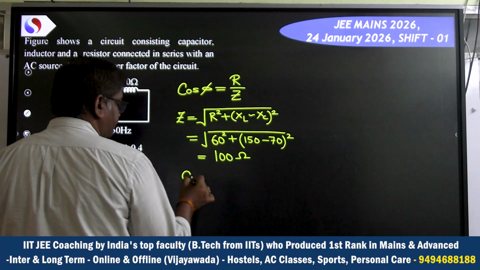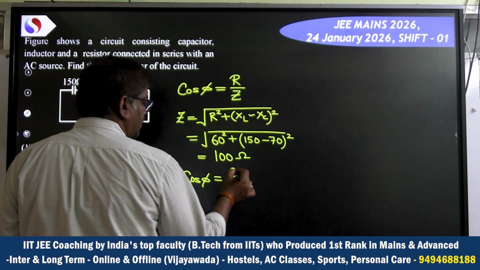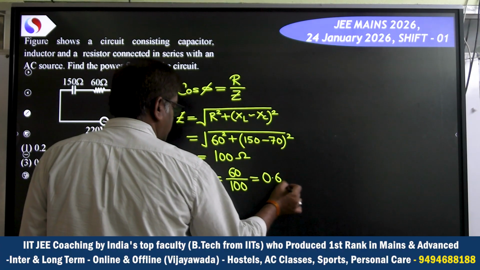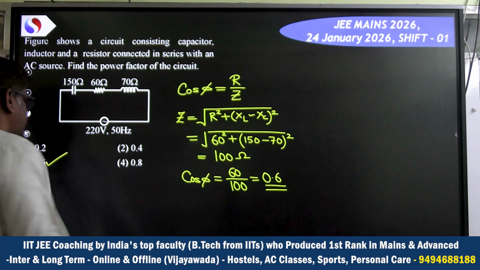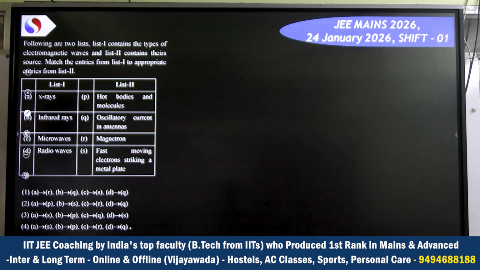And that is why the power factor cos phi is equal to R by Z, R is 60 and Z is 100, so it is 0.6. Absolutely simple calculation, simple concept. 0.6, option 3. All right, move to the next one. Okay, this is theoretical.